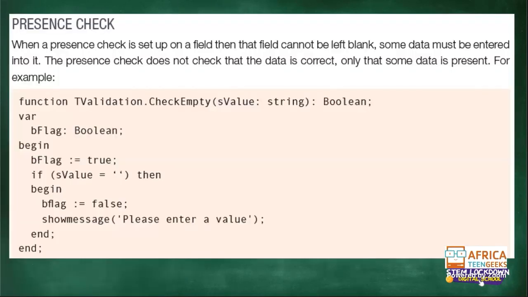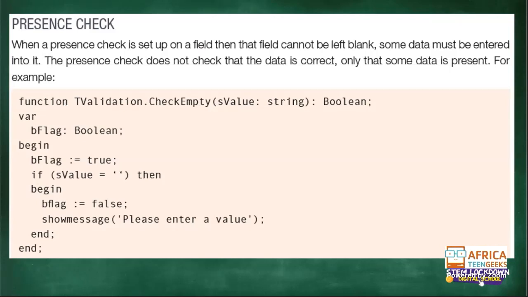Okay. So the first one is the presence check. That is to make sure that somebody actually did enter something into my field, typically an edit or so on, when I hit my button. And here is a function that has been defined that does exactly that.